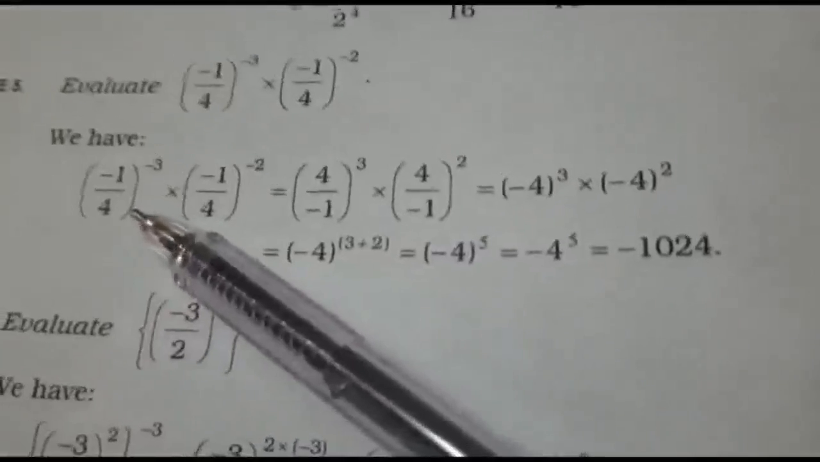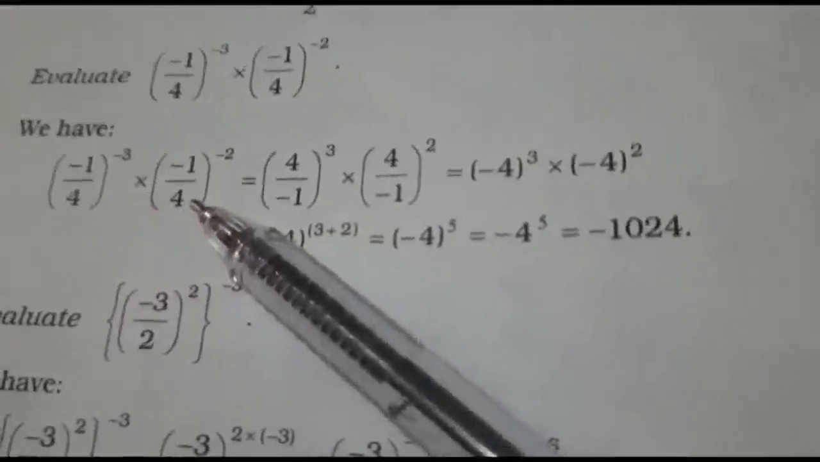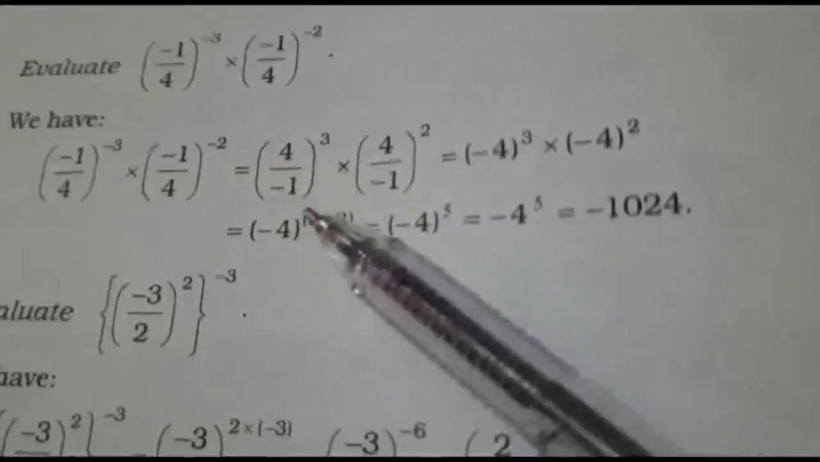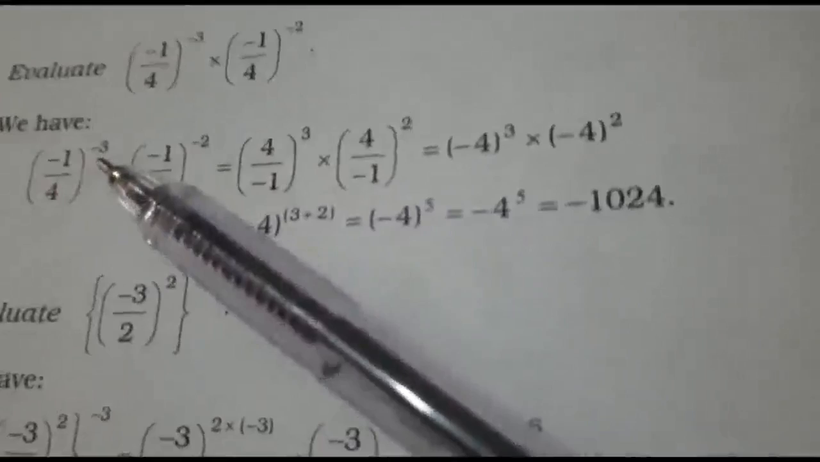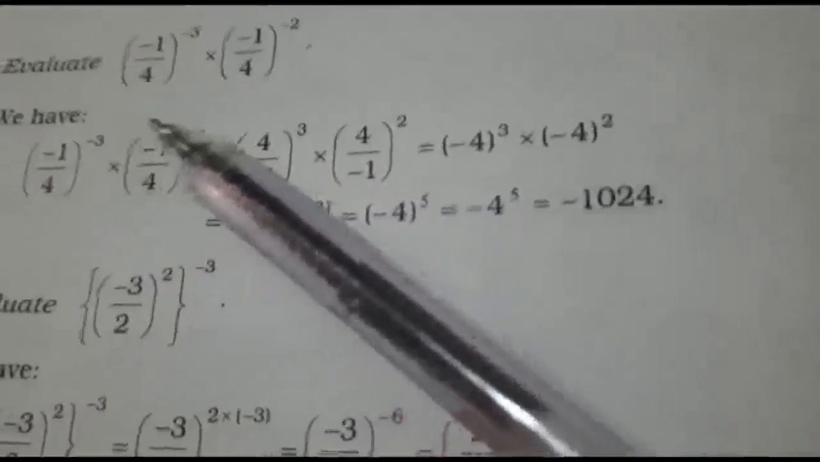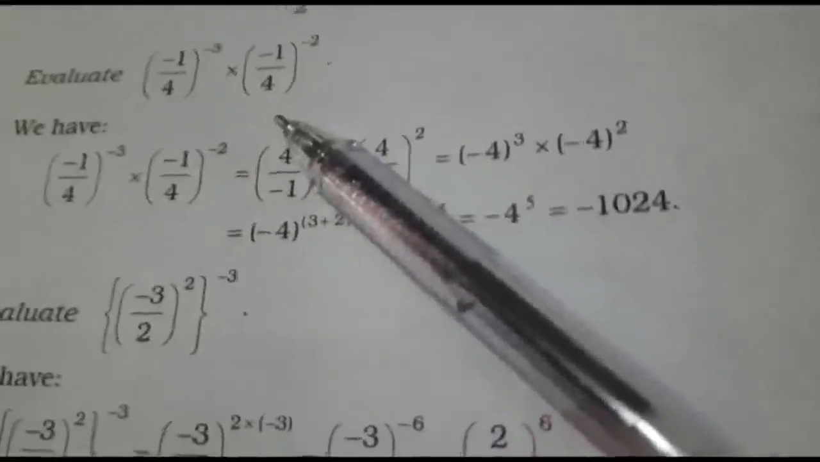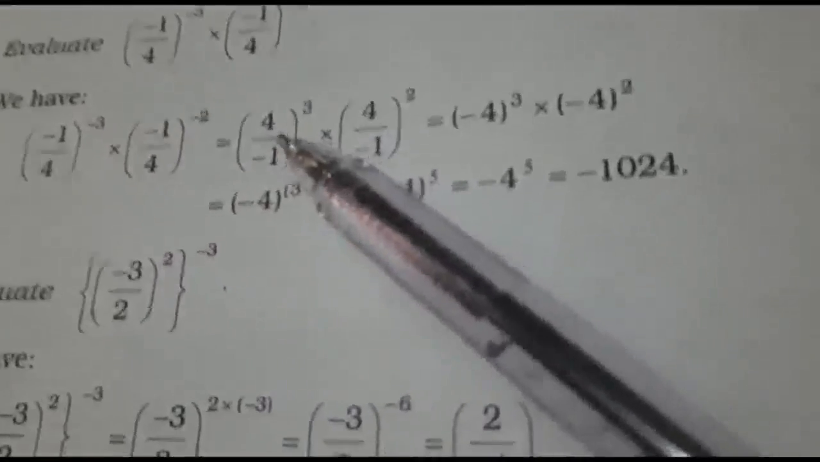That is minus 1 upon 4 raised to the power minus 3 into minus 1 upon 4 raised to the power minus 2. This is equal to, first take the reciprocal. Or even if you add directly, it will not be wrong. Now if you add directly, it becomes minus 3 plus minus 2, that is minus 5. Because it is minus 5, then you can take the reciprocal. Okay, but they have taken the reciprocal first.